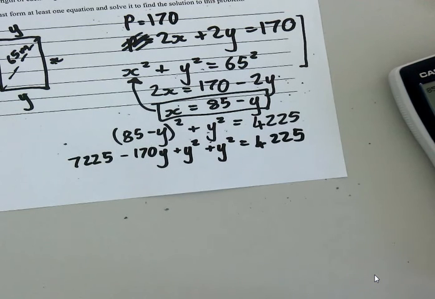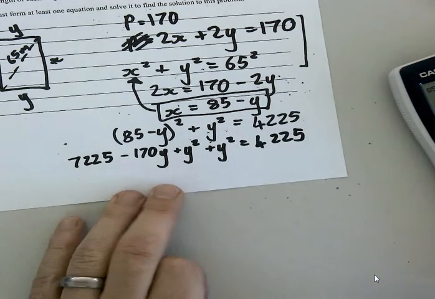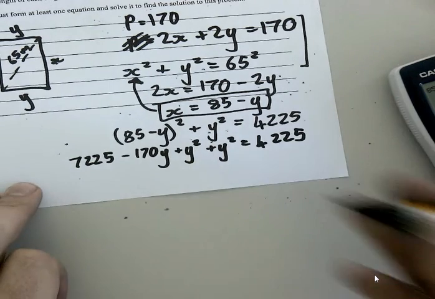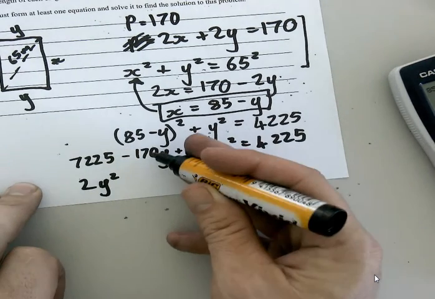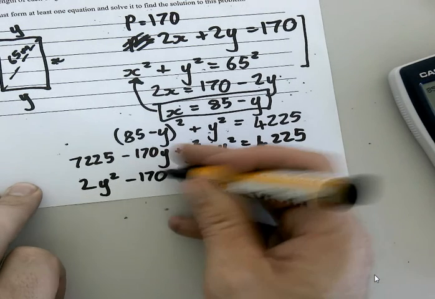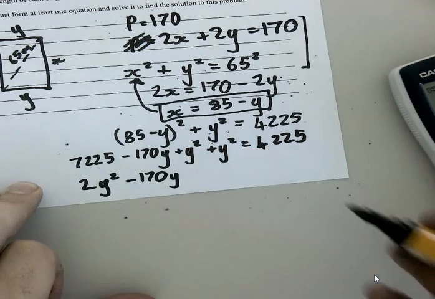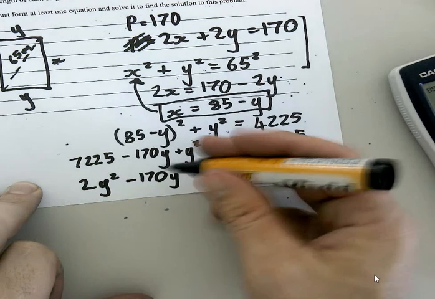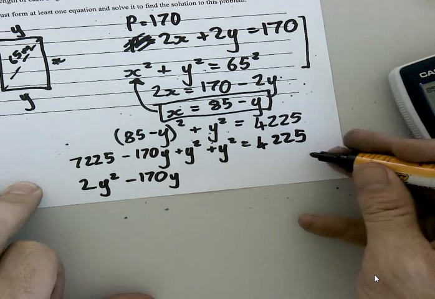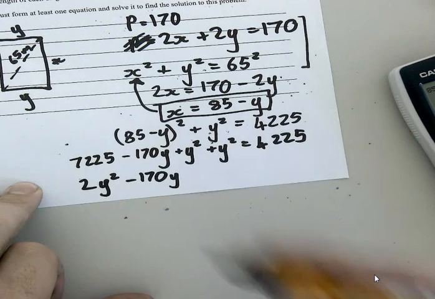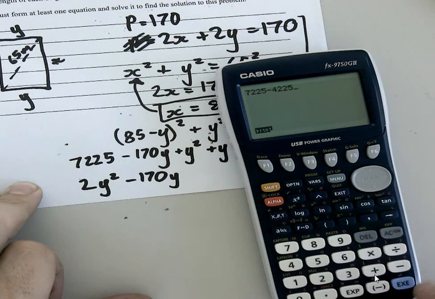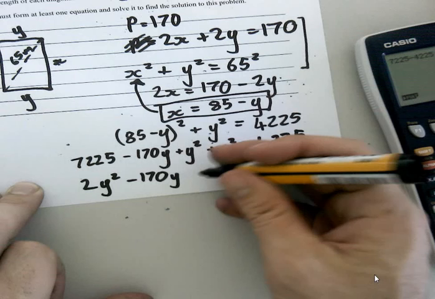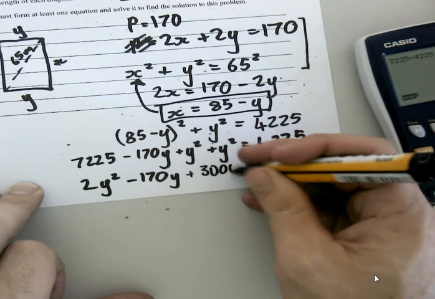Okay, next step, I can see there's some like terms to work with. Y squared and y squared gives me, and I'm going to put this at the front now, 2y squared. And then I'm going to put my middle term next, which is negative 170y. And because I'm running out of space, normally I would write plus 7225 is equal to 4225, but I'm going to subtract that 4225 away at the same time. Alright, so 7225 minus 4225 gives me 3000. So I end up with a plus 3000 is equal to 0.